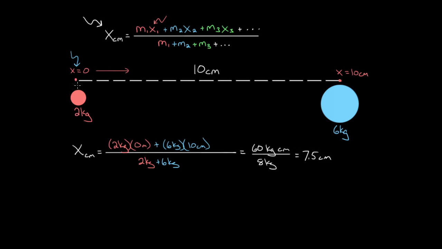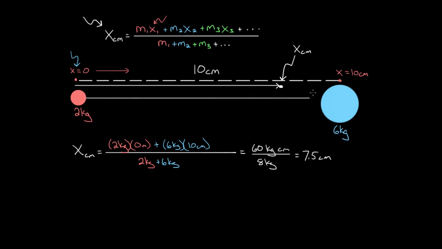So it's going to be 7.5 centimeters from the point we called x equals 0, which is right here. That's the location of the center of mass. So in other words, if you connected these two spheres by a light rod, and you put a pivot right here, they would balance at that point. And just to show you, you might be like, wait, we can choose any point as x equals 0. Won't we get a different number?